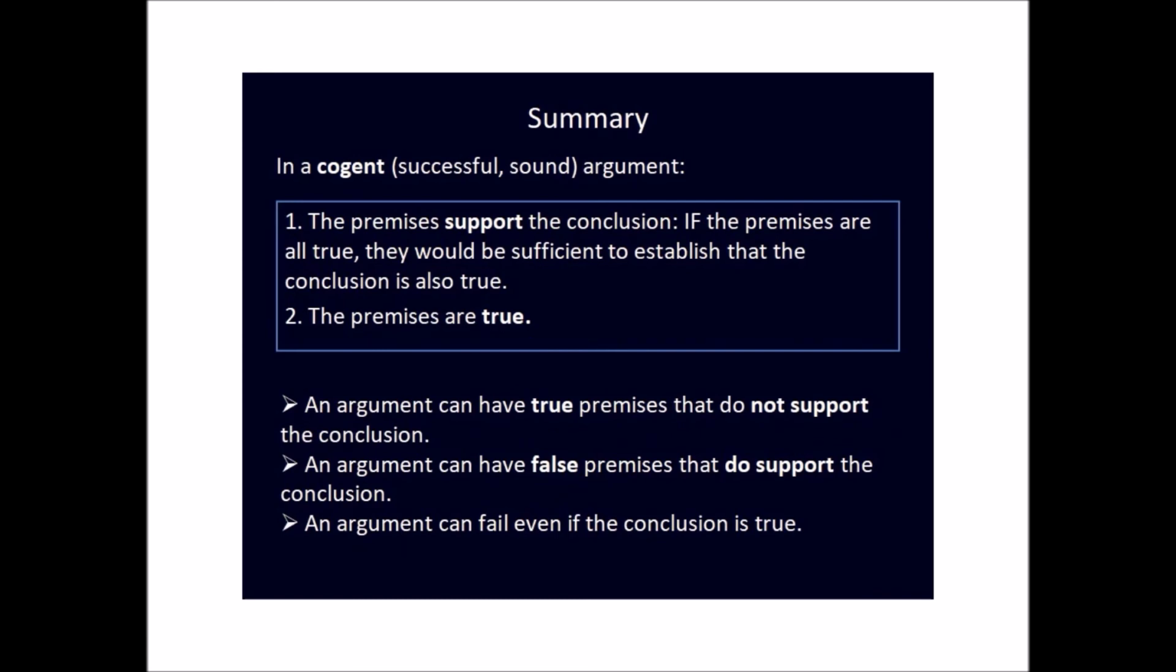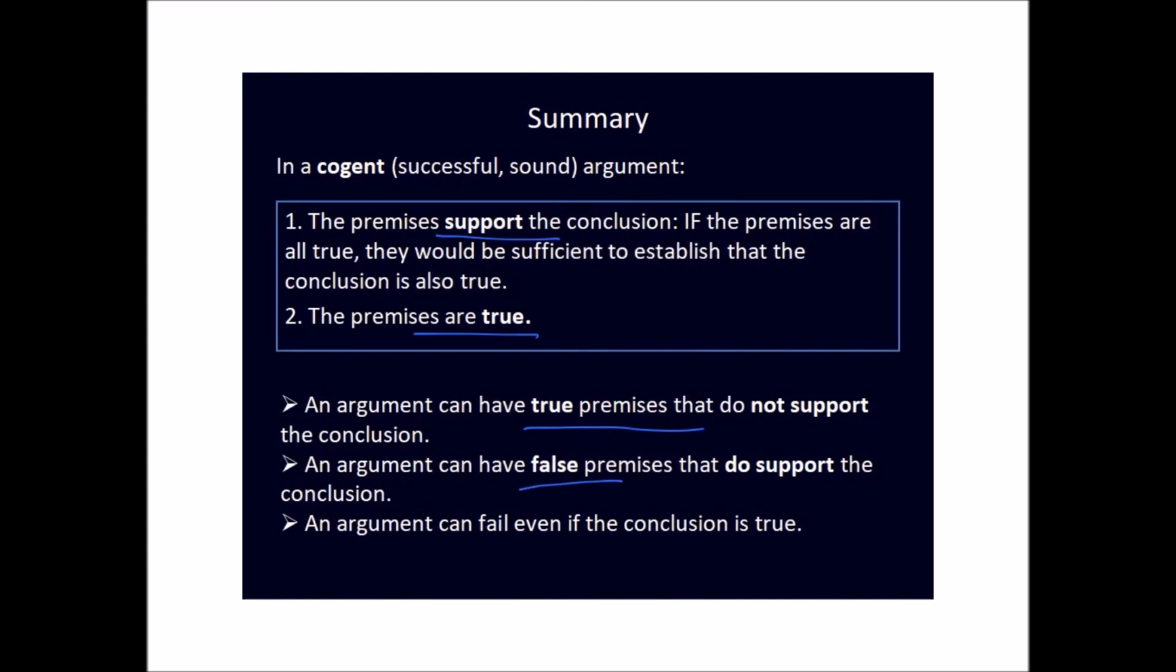So another quick summary. In a cogent or successful or sound argument, the premises have to support the conclusion, meaning if the premises are all true, they give you a sufficient reason for accepting the conclusion, and the premises have to also be true. And those are independent conditions. An argument can satisfy one, but not the other. An argument might have true premises that don't support the conclusion, or the premises might support the conclusion, but not all be true.